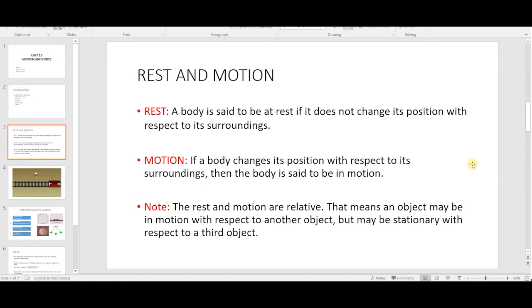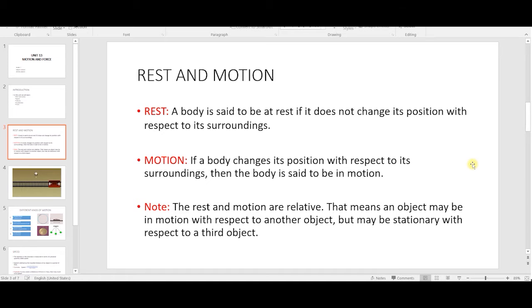When we look around us, we will see different objects, some of them at rest and some of them in motion. For example, a book lying on the table is at rest, and a chair is at rest. But some other objects are in motion. For example, the earth is moving around the sun, and all objects on the surface of the earth are also in motion with respect to the sun.